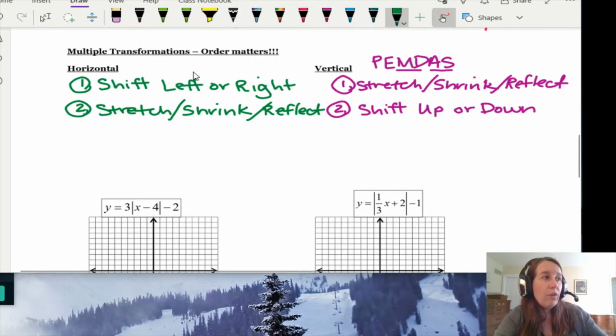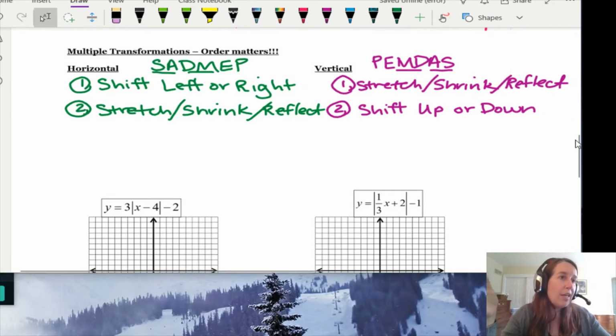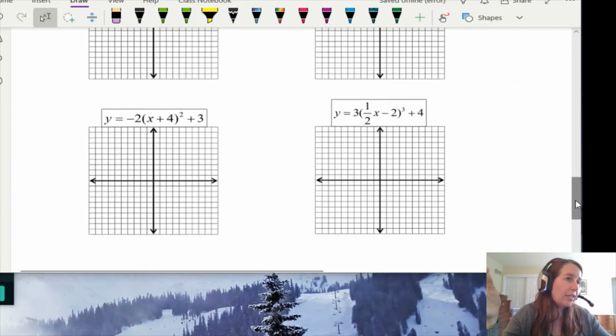When you're doing the horizontal transformations, you are solving for x. So SADMEP, maybe you never heard of SADMEP before, but that's the reverse order of operations, right? So we need to shift first. We need to do our adding and subtracting first. Then we'll do our multiplying and dividing second to be able to solve for x. So it's just reverse order of operations. Let's see this in action, and I think it will make more sense. I'll show you how I think of it, how I solve for x.